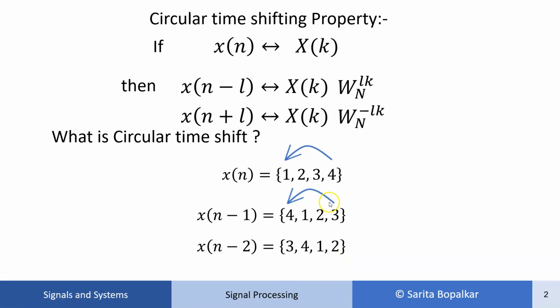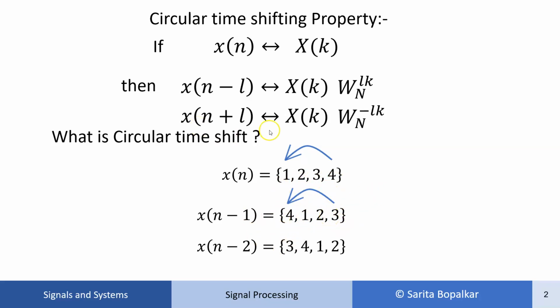That means when we shift the samples in an anti-clockwise direction, that is called a delay. One shift, one delay; two shifts, two delays; like this, you can shift. Remember, the number of samples just gets shifted. It remains the same: 1, 2, 3, 4. Here also, the sample values are 1, 2, 3, 4. There is just a shifting.